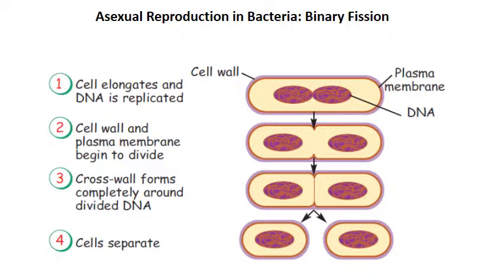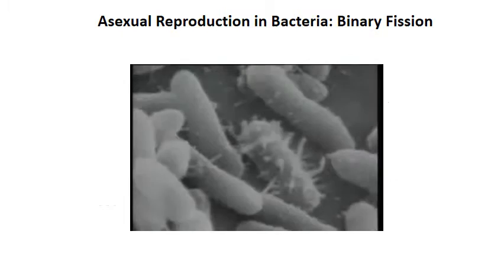In the second step, the cell wall and the plasma membrane begin to divide. In the third step, the cross wall forms completely around the divided DNA. In the last step, 2 bacterium cells are formed. So this is called asexual reproduction, binary fission. It takes place in bacteria, also in paramecium, which is also a unicellular living organism.